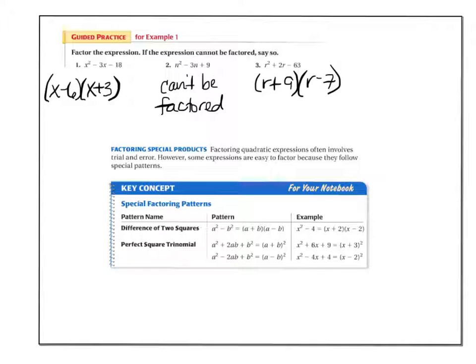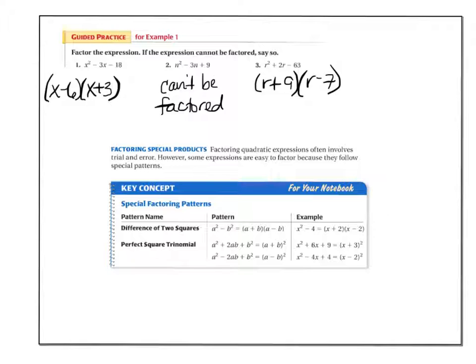Number 3, checking the inner and outer terms, positive 9r plus a -7r does indeed give you a positive 2r, so that's confirmed there. And then 9 times a -7 is a -63. Again, make sure that your plus sign is with the 9 and your negative sign or minus sign is with the 7.